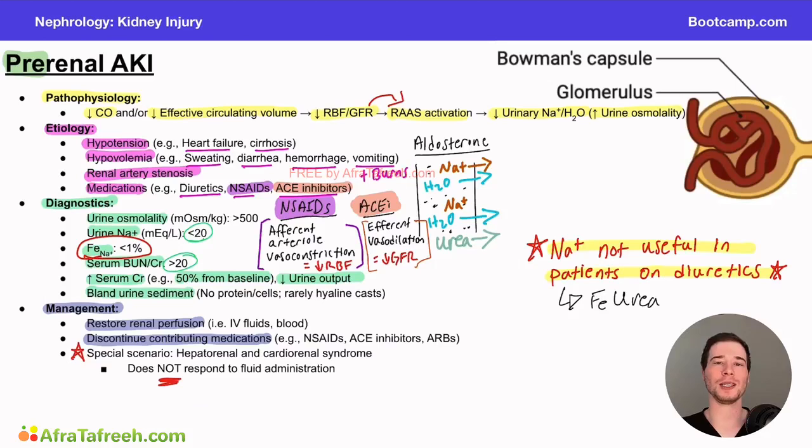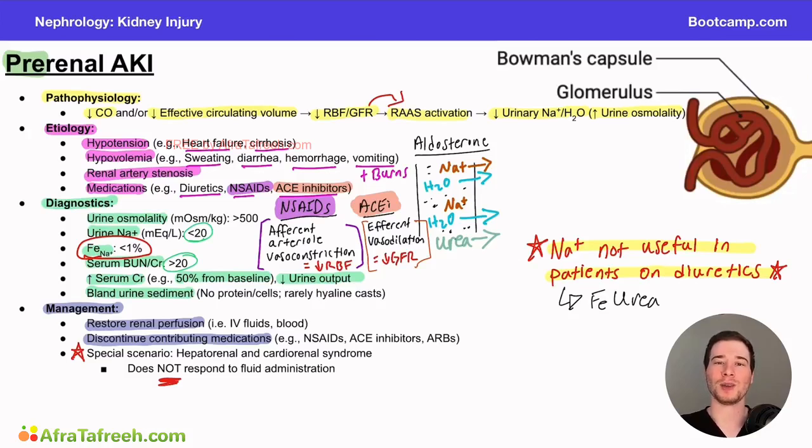Really, a classic presentation that they're going to give you on the exam is going to be a patient who has experienced some type of volume loss, right? They could have been sweating from a marathon, they could have been in a car accident and lost a lot of blood, or they could have just returned from a trip and they've had very significant diarrhea for 2 weeks. All of these things are going to decrease the fluid status of a patient and ultimately lead to kidney injury.